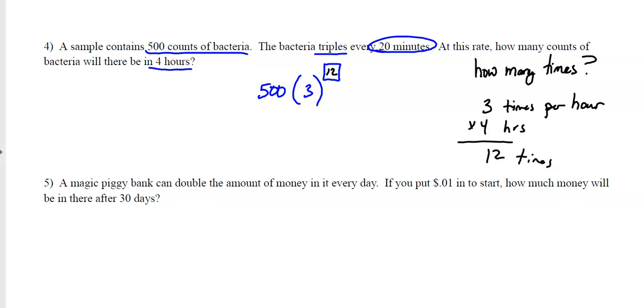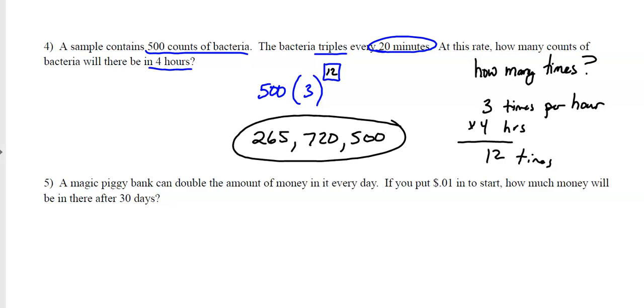So I'm going to go to my calculator. I'm not going to pull it up on the screen for time's sake. But 500 times 3 to the 12th, just a regular calculator, I'm not doing graphing or anything. It's a giant number: 265,720,500. So there's going to be over 265 million bacteria in 4 hours if it triples every 20 minutes. All right, so that's exponential growth right there, buddy.